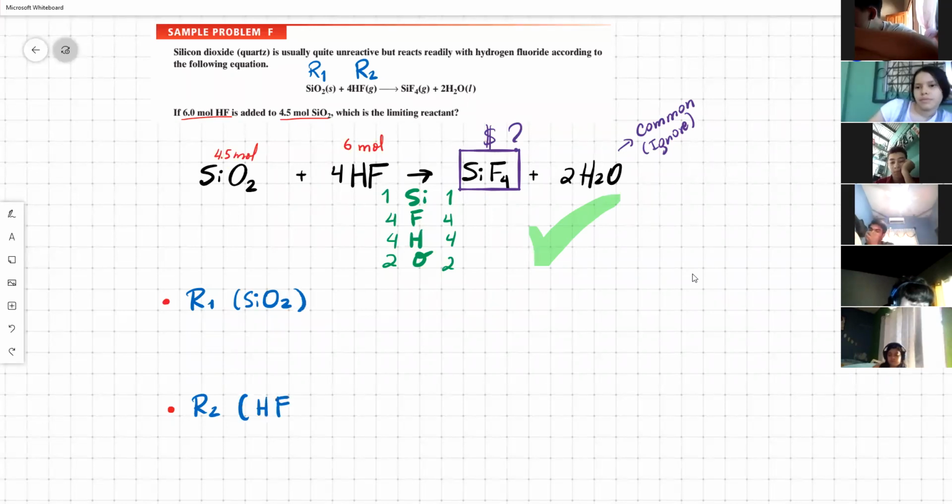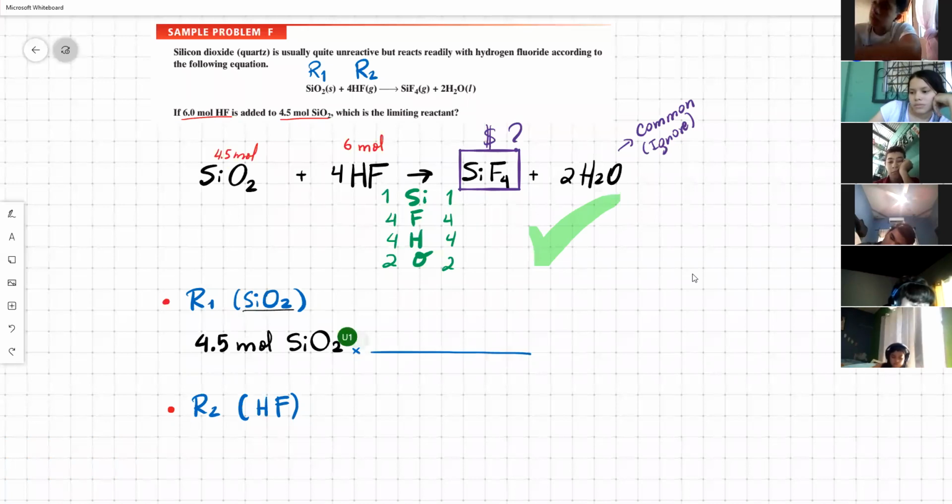So the idea is that you're going to work with those reactants separately. We always start with the given, and from silicon dioxide, the problem is giving me 4.5 moles. I'm going to start from there: 4.5 moles of silicon dioxide, and I will multiply by a conversion factor.